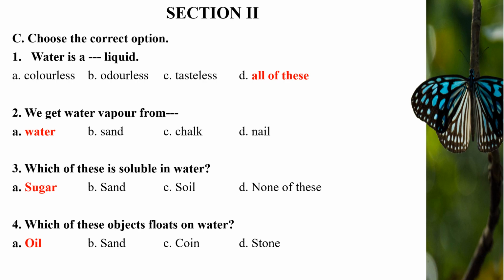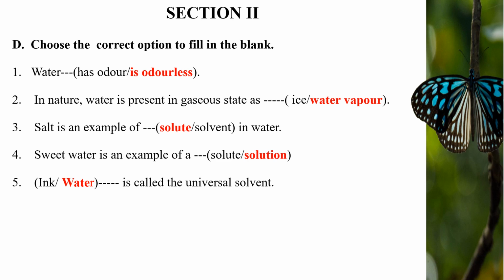Third, which of these is soluble in water? Options are sugar, sand, soil, and none of these. Correct answer is A, sugar. Sugar is soluble in water. Fourth, which of these objects float on water? Options are oil, sand, coin, and stone. Correct answer is A, oil. Oil floats on water.